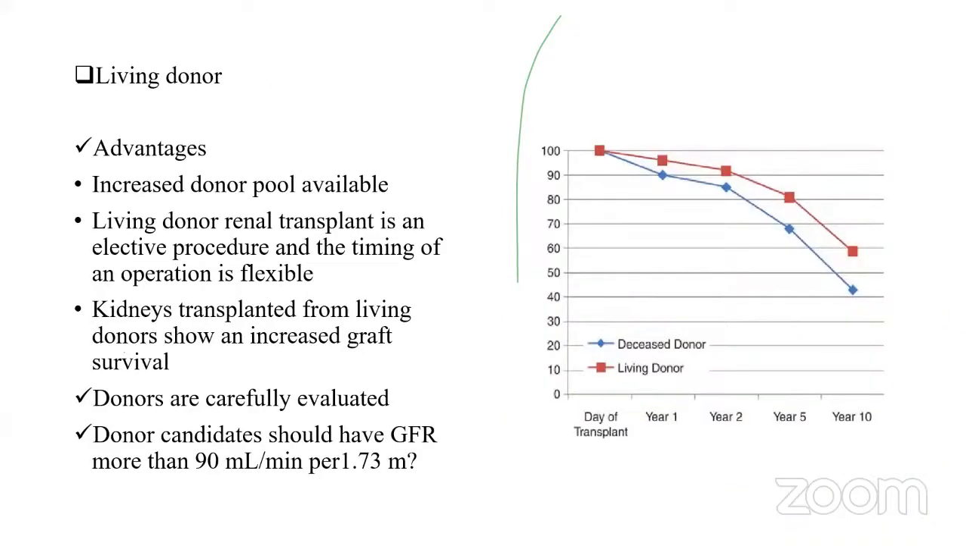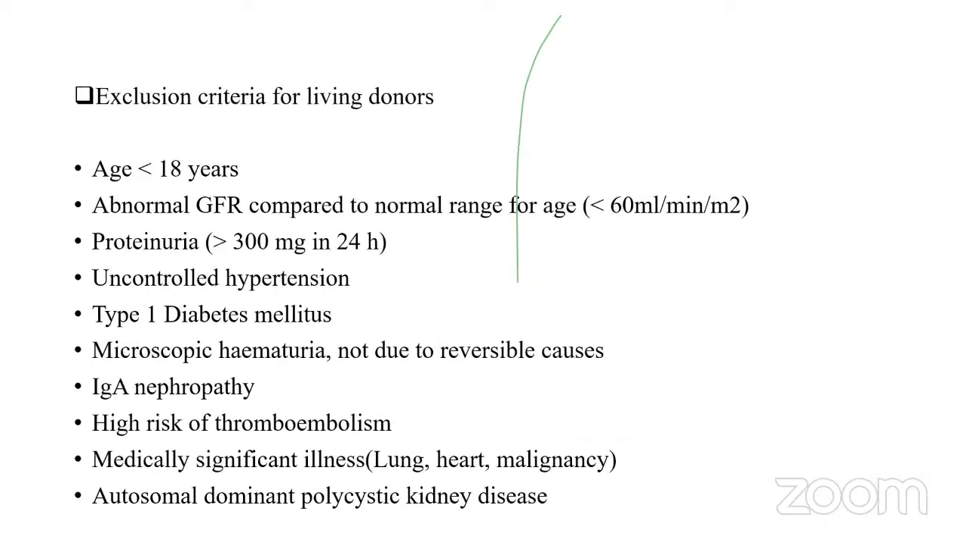Living donor. This donor is carefully evaluated, and the advantage of the living donor is an increased donor pool available. Living donor renal transplant is an elective procedure and the timing of operation is flexible. Kidneys transplanted from living donors show increased graft survival. Donor candidates should have a GFR more than 90 milliliters per minute per 1.73 meter squared.